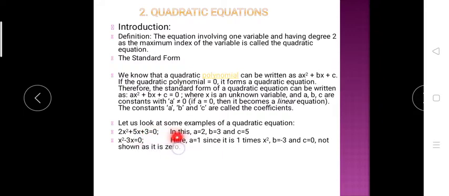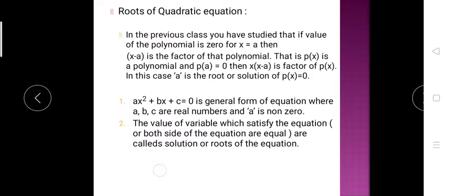Now by comparing this equation with the general form, you will get a is equal to 2, b is equal to 5, and c is equal to 3. Next, x square minus 3x is equal to 0. Here a is equal to 1, b is equal to minus 3, and c is not present, so it is 0. Okay, b or c may be 0. Here the only important thing is a should not be equal to 0.